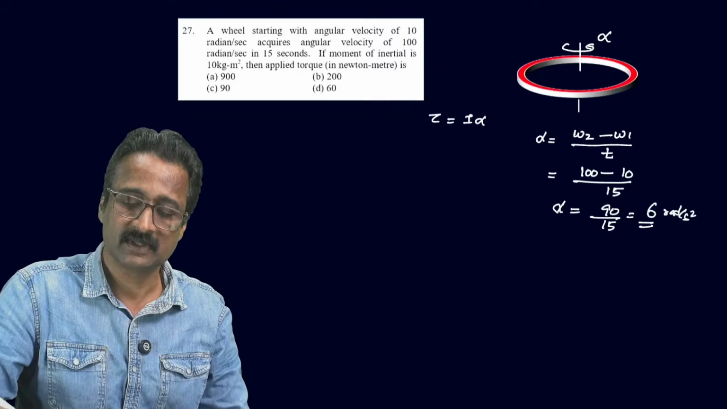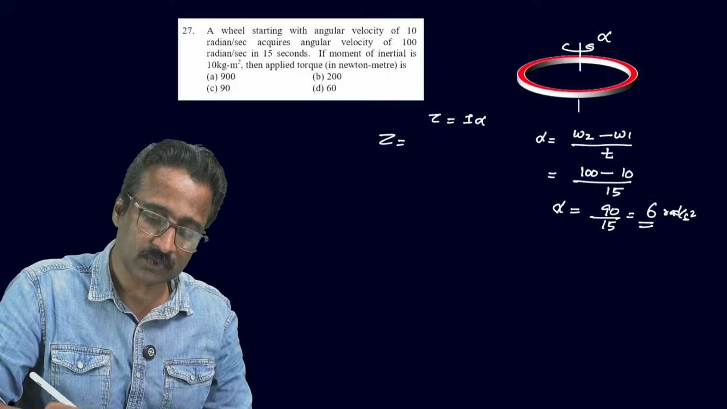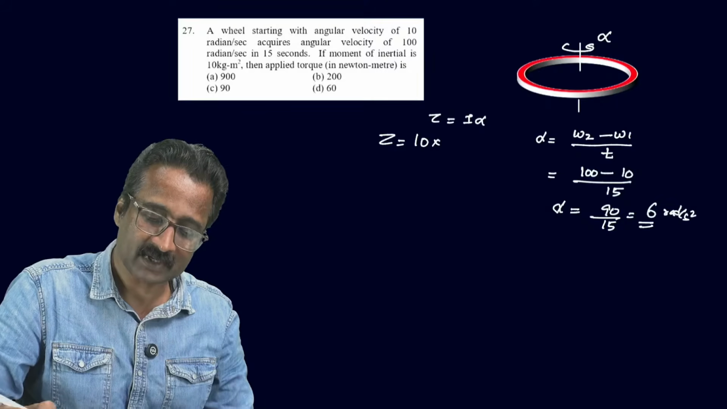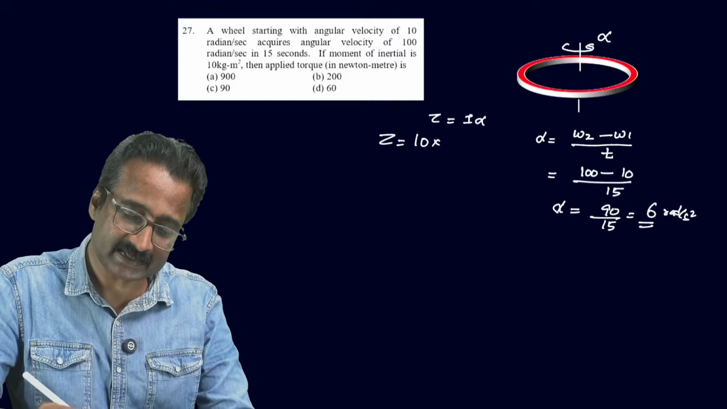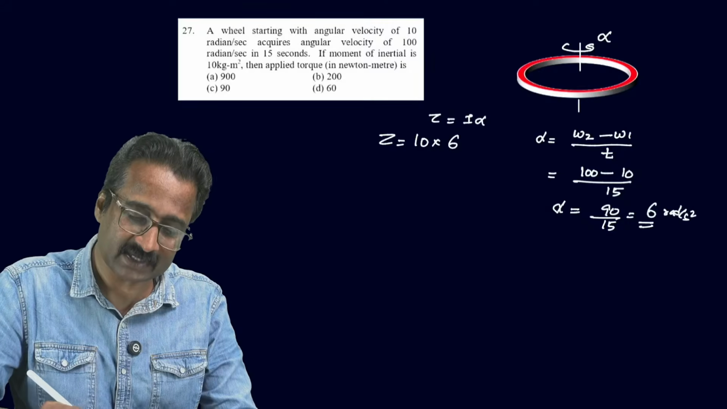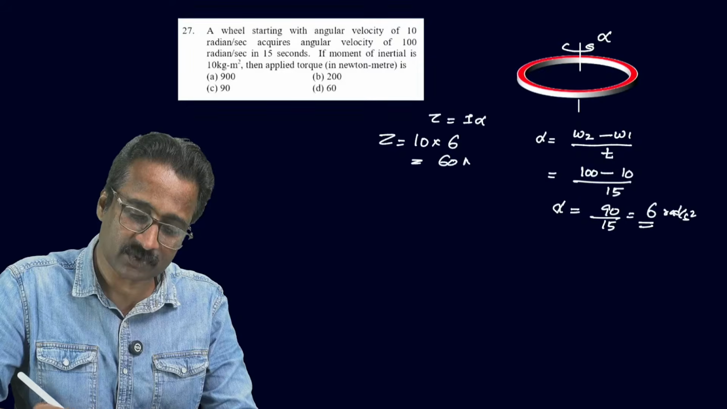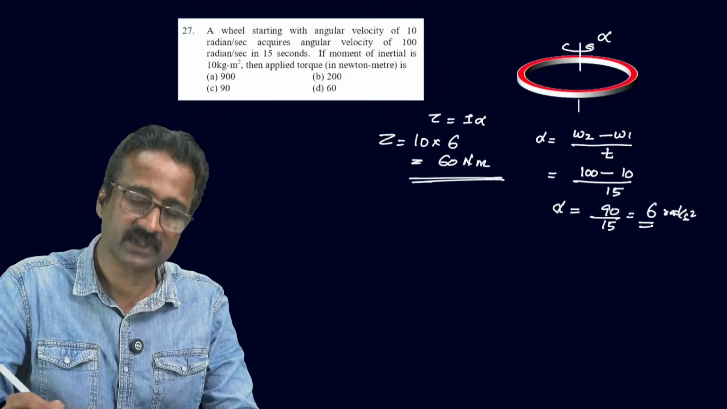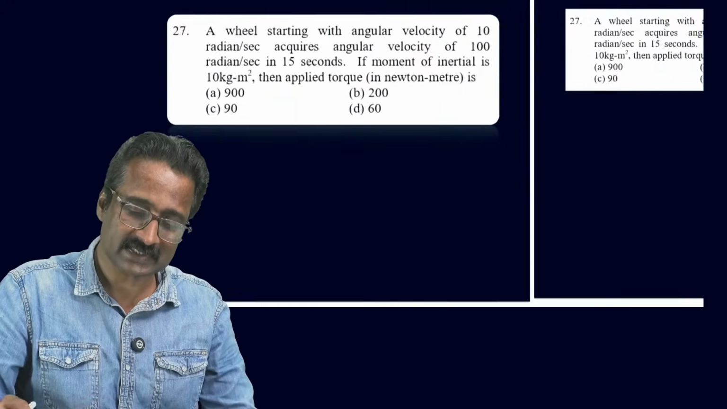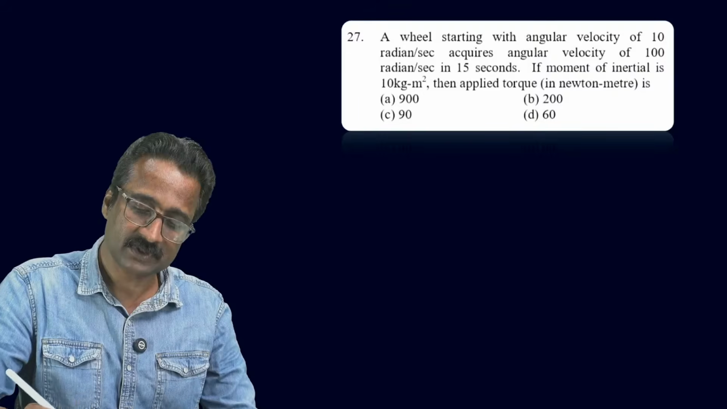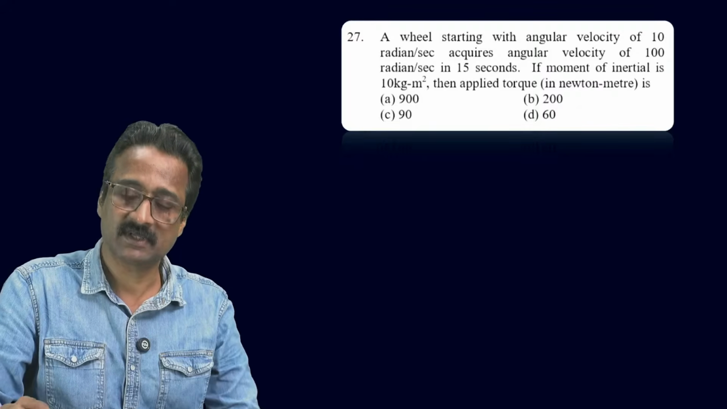That is alpha. Now it's easy. Torque is equal to I, which is given to be 10, and we got 6 as the angular acceleration. So the torque is going to be, yes, 60 Newton meter, 60 SI units. That is right. That was question number 27.